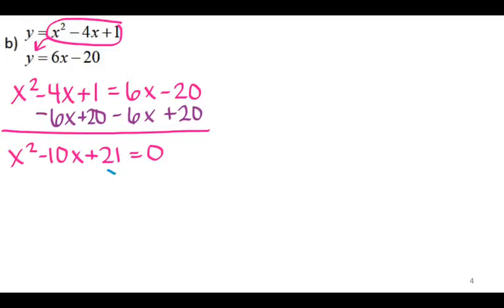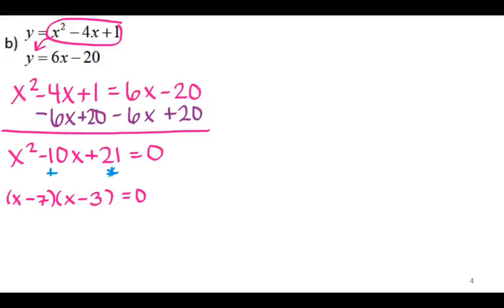So for factoring, I'm trying to find two numbers that multiply to 21 and add to negative 10. So you're thinking, what times what gives you 21? So 7 times 3 gives you 21. And if I make them both negative, then it's going to add to negative 10.